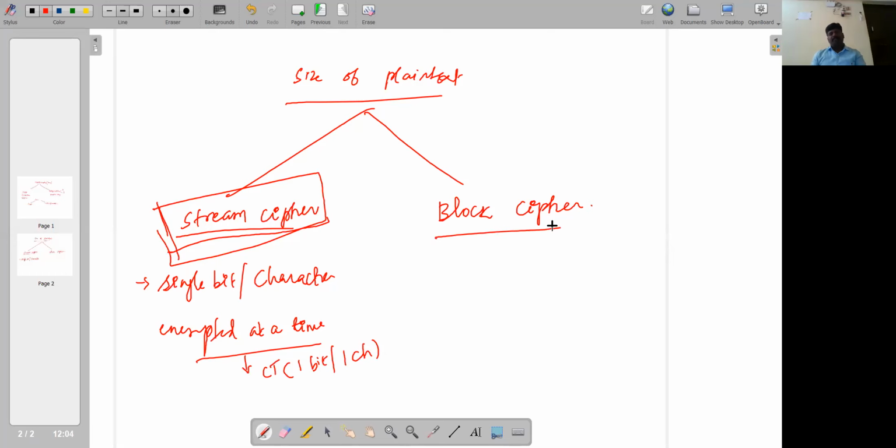When you talk about a block cipher encryption technique, rather than taking a single bit, here a block of data is used. The block size might be 8 bit, 16 bit, 64 bit, 128 bit or 256 bit, more than one bit, which will be considered for encryption at a time. This is called block cipher data.